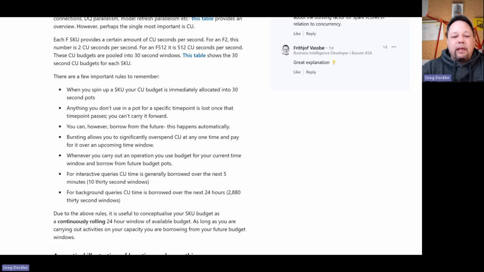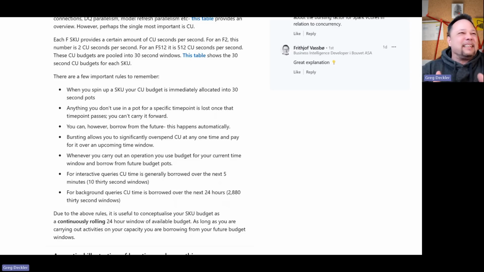You can only go into debt. This is the loan sharking part of this. You can only go into debt, and it's specifically designed to keep you in debt. Even if you get back to zero, the minute that you go past your CUs for that 30-second spot, you're back in debt again.